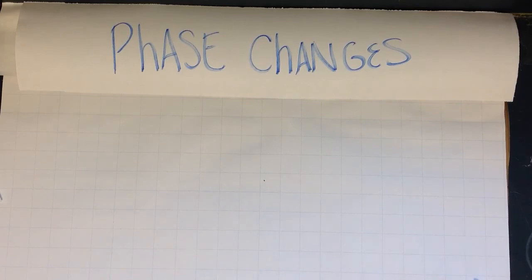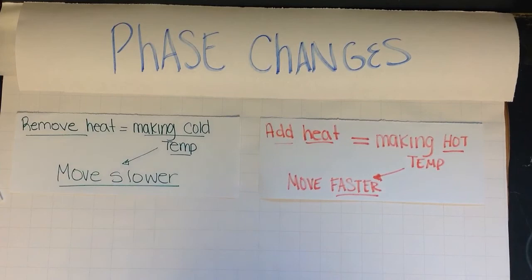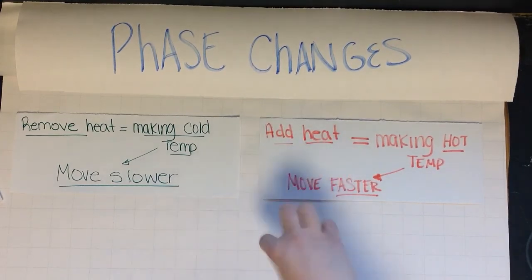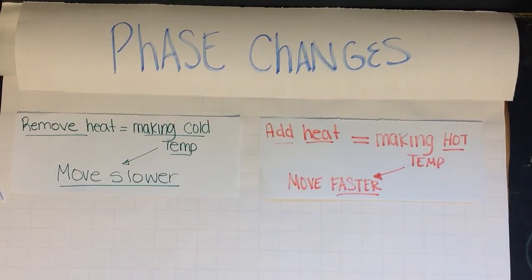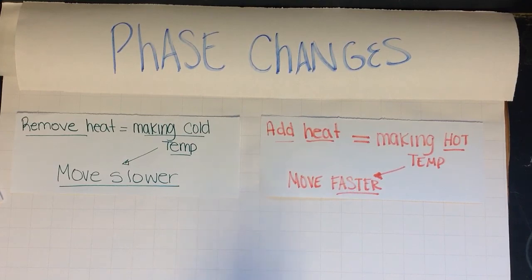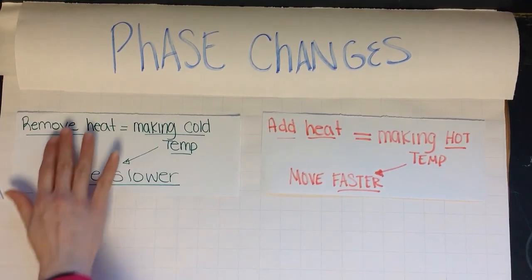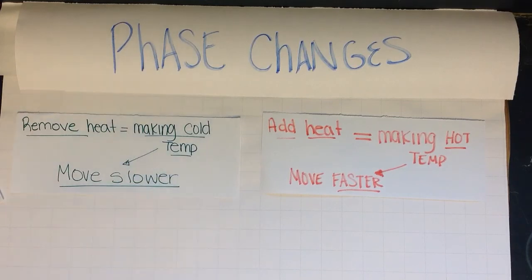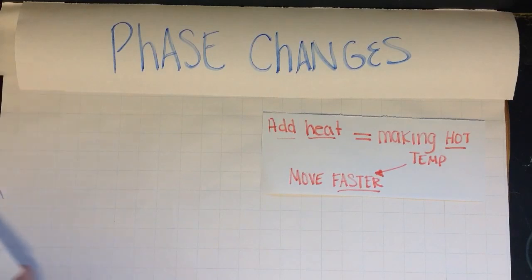Okay? So some important things to write down: phase changes have to do with heat either entering or being removed. Heat being added, which is entering, makes the temperature hotter, and so now the molecules move faster, with more kinetic energy. Removing heat is the reverse process, making the temperature colder, and the molecules move slower, and so there's less kinetic energy.